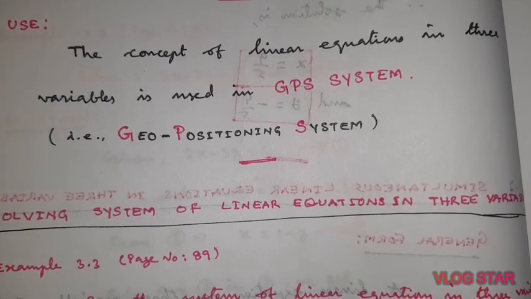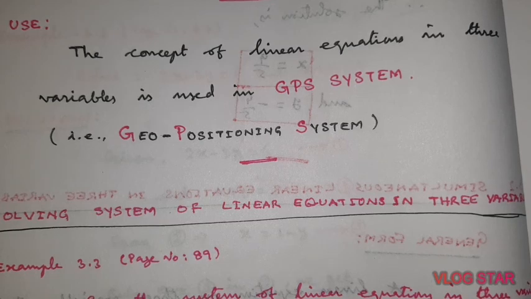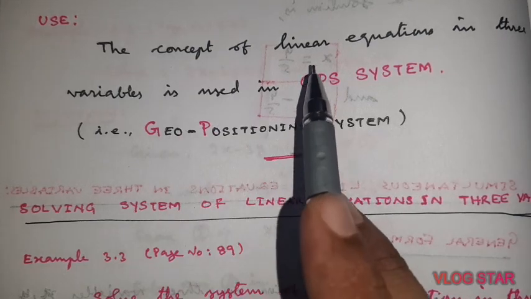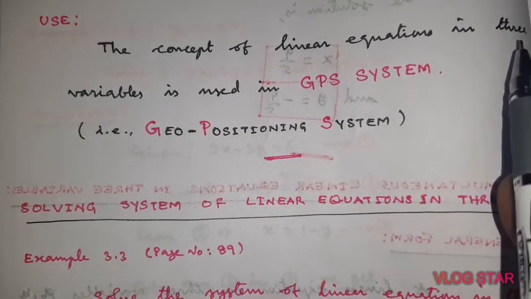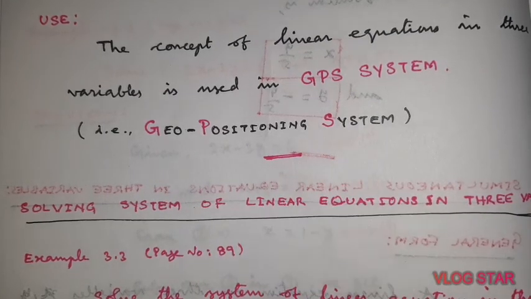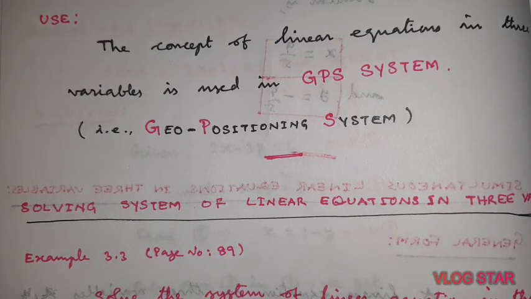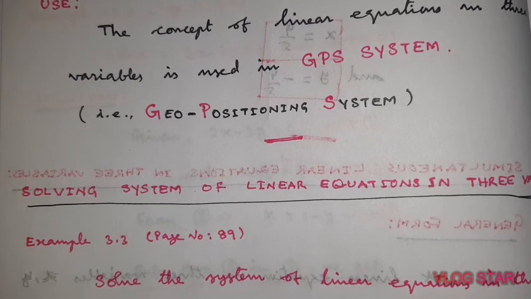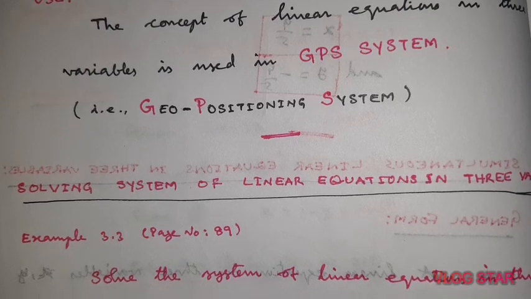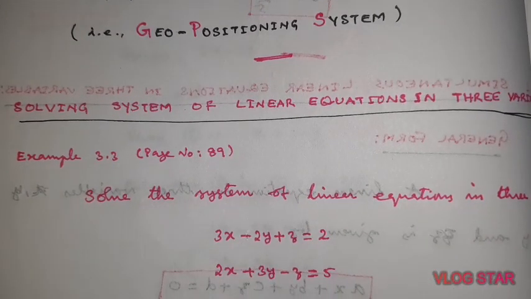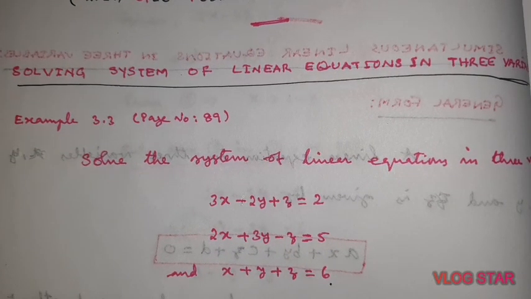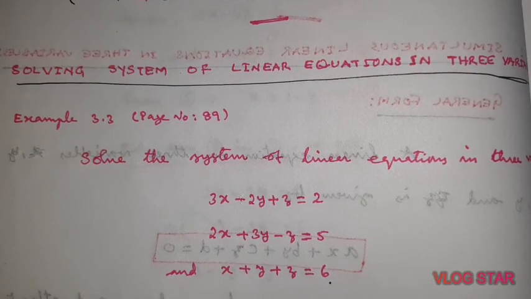Now see what is the use of these linear equations in three variables. The concept of linear equations in three variables is used in the GPS system, that is the geopositioning system. Now we have to know how we can solve a system of linear equations in three variables. So there is one problem, example 3.3, page number 89 in the textbook.